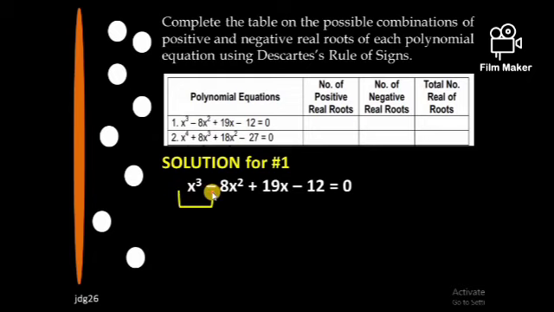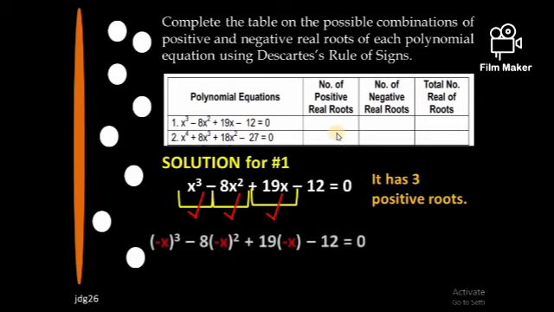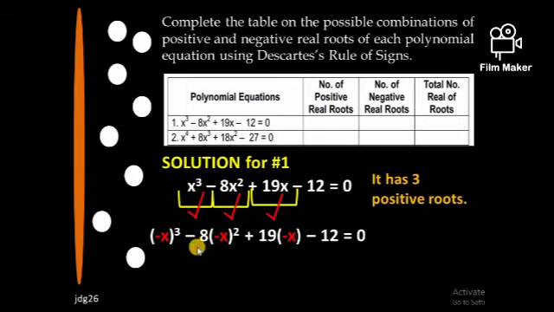So, positive, nag-negative. That is check, nagpalit ng sign. Negative to positive, check, nagpalit ng sign. Positive to negative, it's also a check, nagpalit ng sign. So, therefore, it has 3 positive roots. Okay, so para naman malaman natin yung mga negative roots, lahat ng x natin ay palitan natin ng negative. Okay? And then simplify natin.